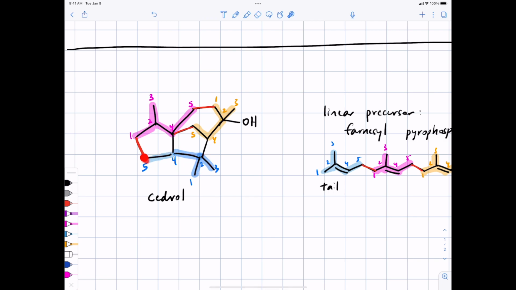1, 2, 3, 4, 5. Here's a new bond that we made. 1, 2, 3, 4, 5. Here's the bond between pink and orange, and then 1, 2, 3, 4, 5.